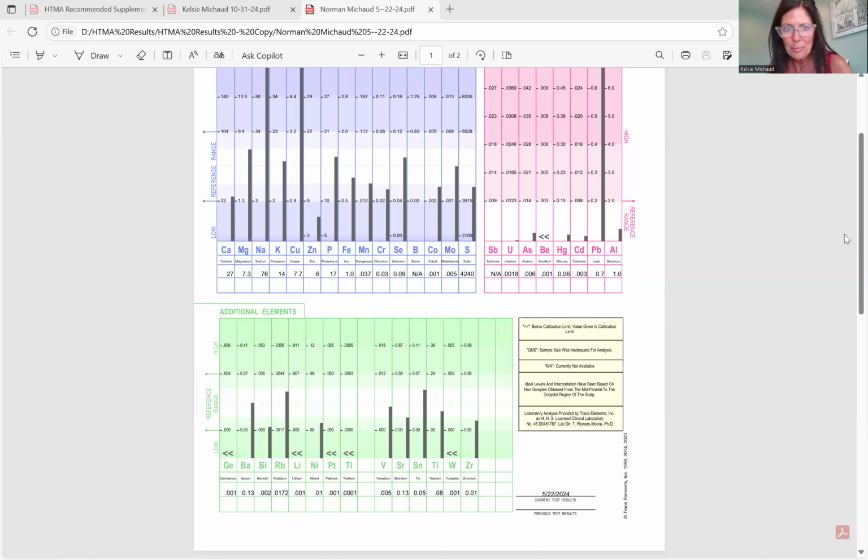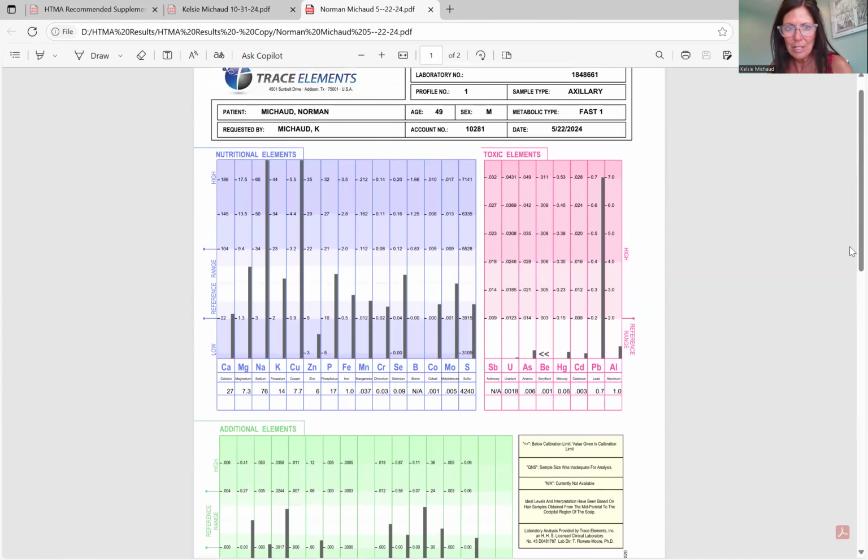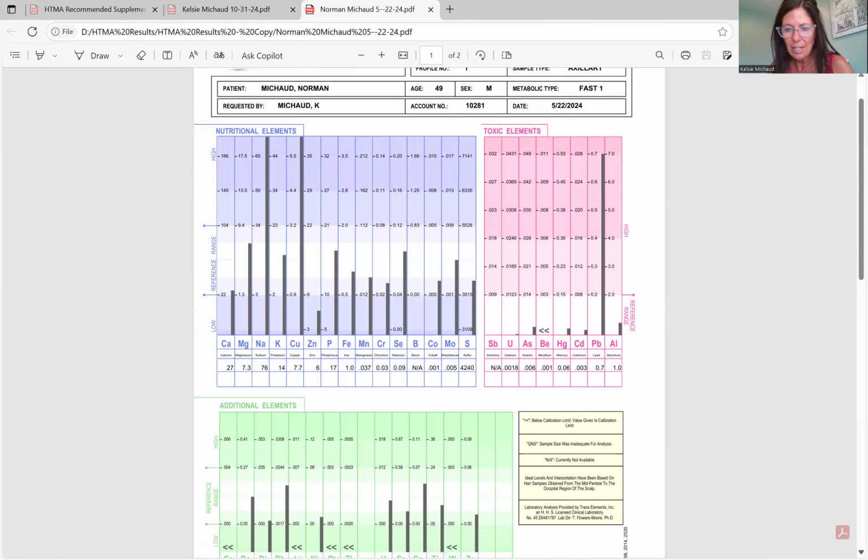So let's see, whose did I pull up? It's either mine or my husband's. Okay, here's my husband's test results. So he's a fast oxidizer, as you can see. We look towards the top right-hand corner to find your metabolic type. So it will say fast, fast one, fast two, three, or four.